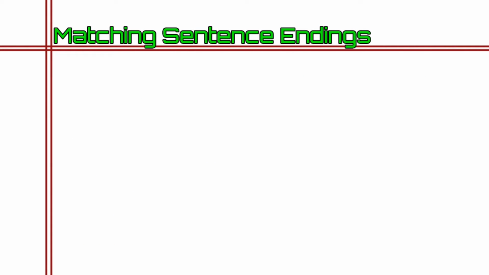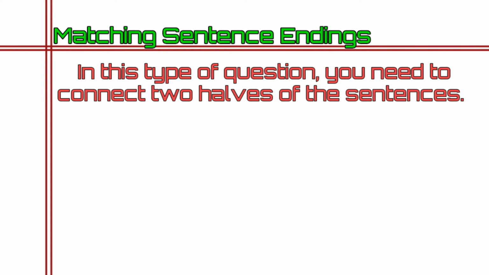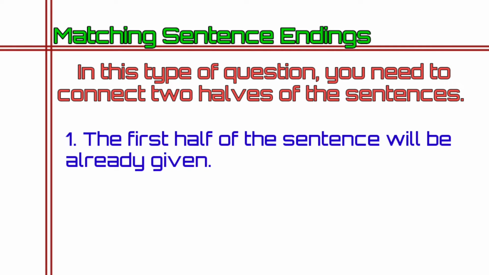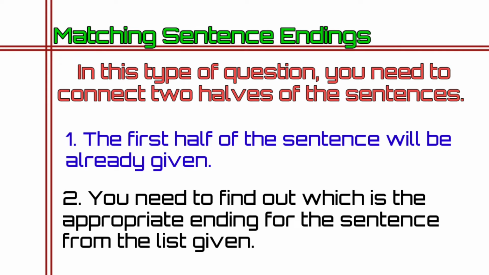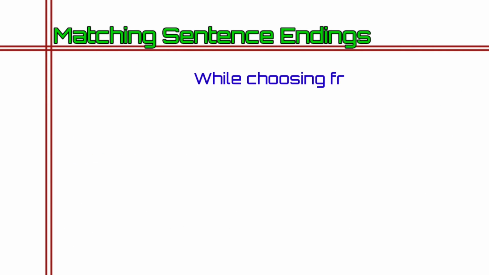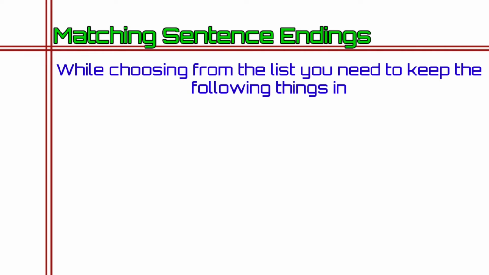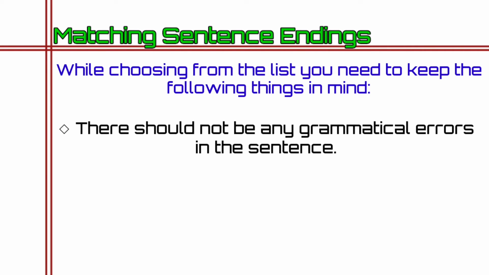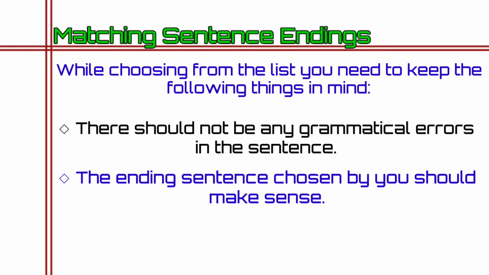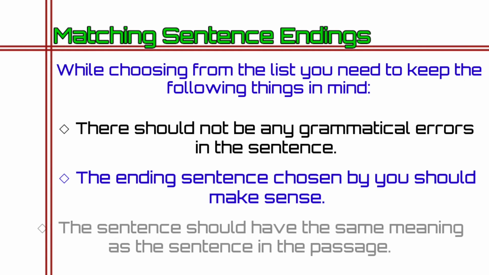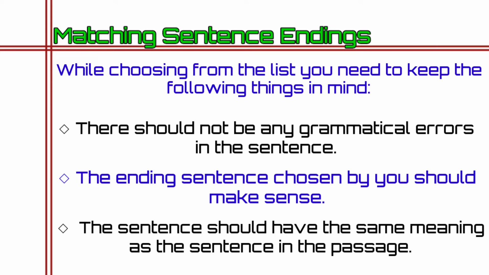Lastly, matching sentence endings. In this type of question, you need to connect two halves of the sentences. The first half of the sentence will be already given. You need to find out which is the appropriate ending for the sentence from the list given. While choosing from the list, you need to keep the following things in mind. 1. There should not be any grammatical errors in the sentence. 2. The ending sentence chosen by you should make sense. The sentence should have the same meaning as the sentence in the passage.